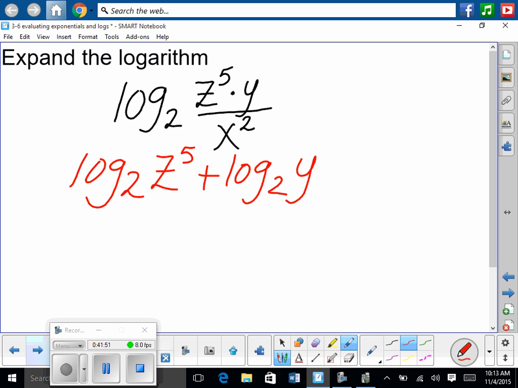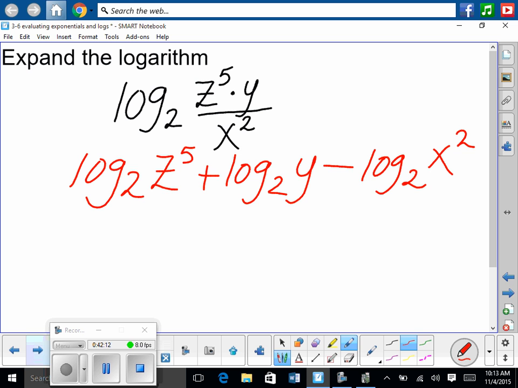And then we have divided by x squared. When you divide, you subtract, right? When you subtract, you divide. When you divide, you subtract. So since this is divide, we're going to subtract log to the base 2 of x squared. Does everybody understand why I did subtraction? When you divide, you subtract. Do you all understand that?